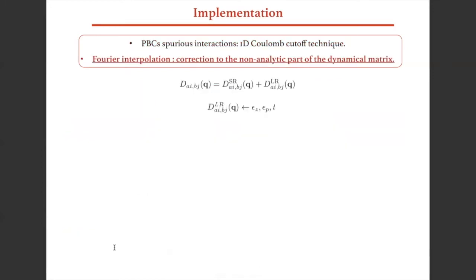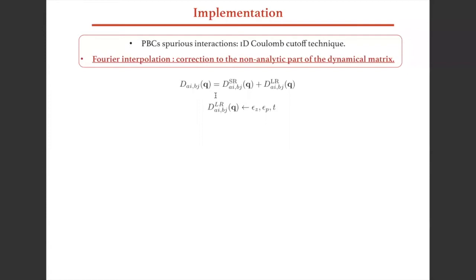Okay, the second issue, this is less relevant, but still rather useful, it's the Fourier interpolation. Whenever we want to compute a full phonon dispersion, what we usually do is to compute phonons on the dynamical matrix for phonons on a coarse grid of Q momenta. And then we go back to real space, we interpolate, and we get the final full phonon dispersion.